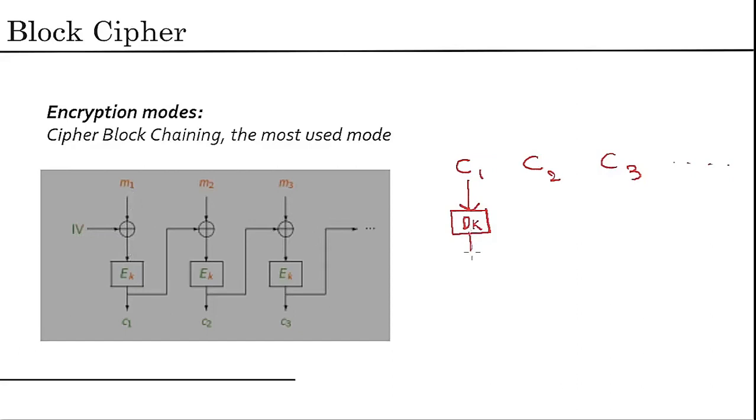So what we do is we use the same operation, XOR. We XOR it with IV to get M1. And then C2: we do the same with C2, except there's a difference. Instead of using IV to XOR it with the result of DK, we use C1.